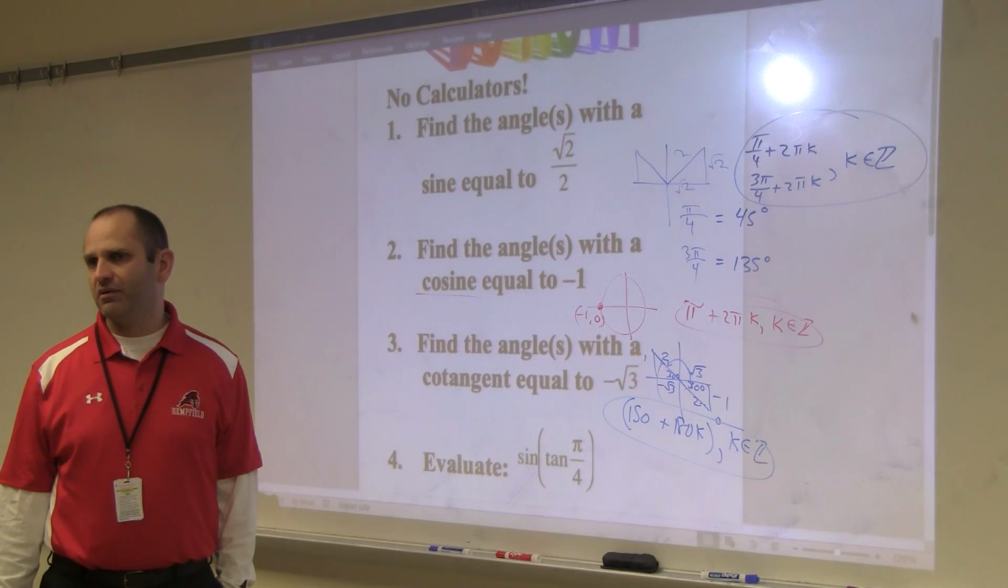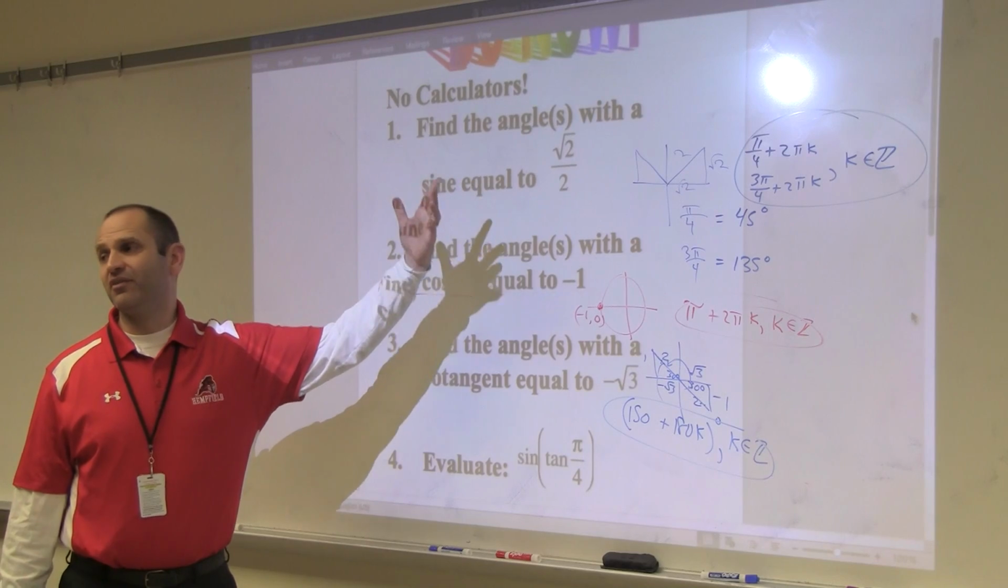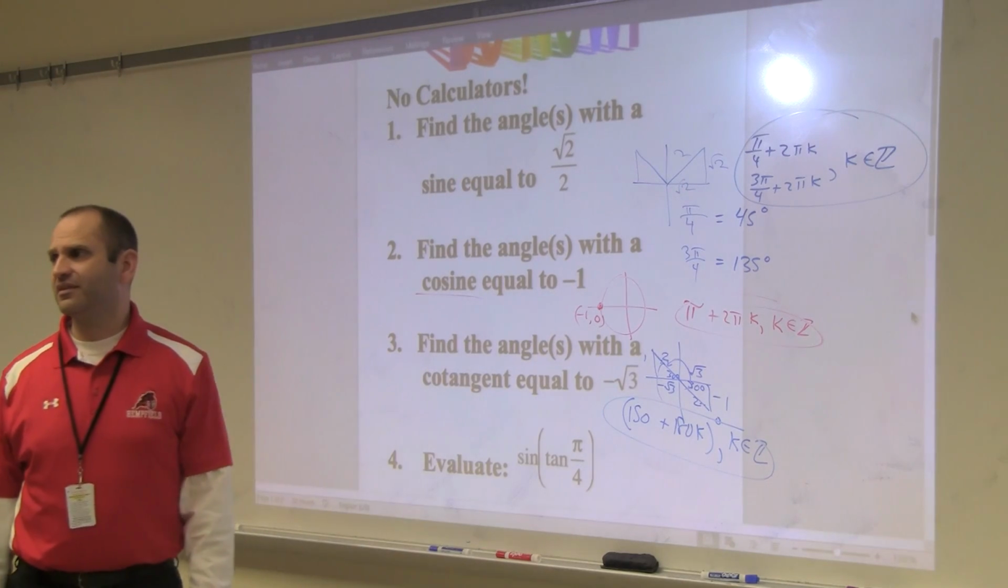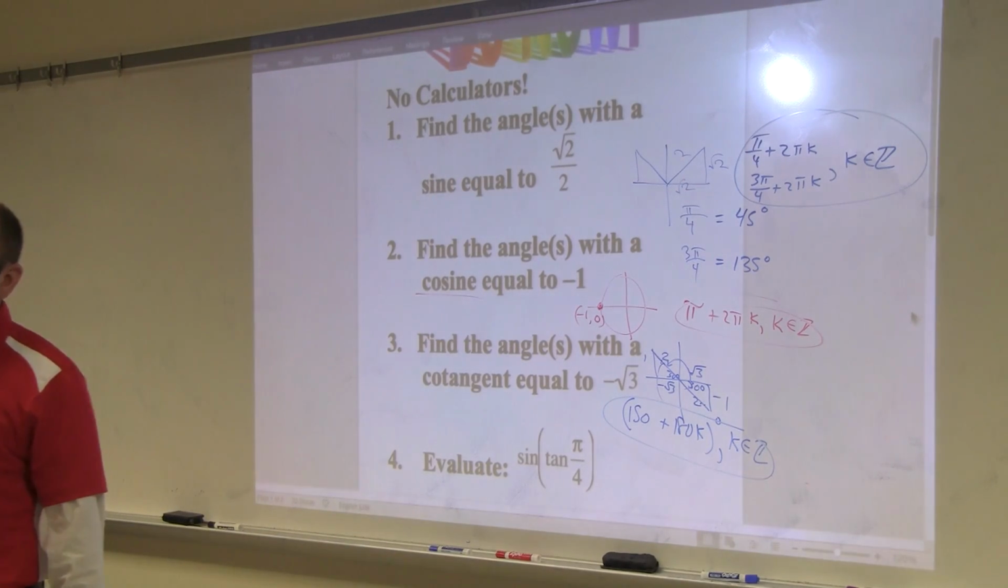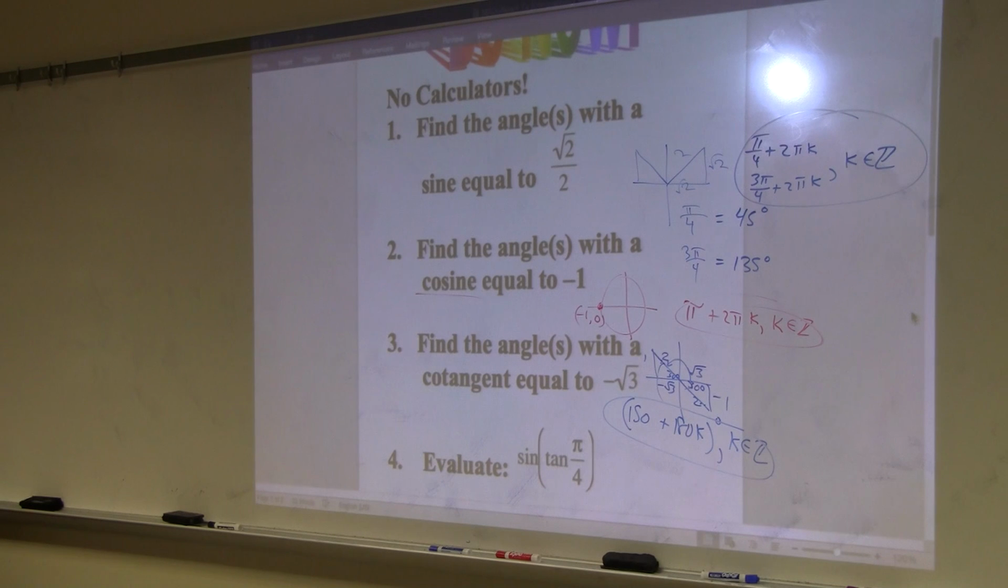Is that 1 over root 2? Oh, no calculators. 1 over 2 then? No. Is it 1 over 2? I don't know. No, that's not 1 over 2. I don't know. That's what it is. What's it? 57.3 degree angle. All right. The tangent of pi over 4 is what? 1.